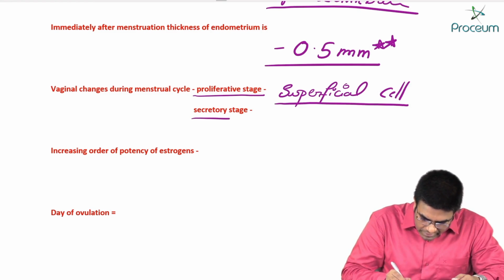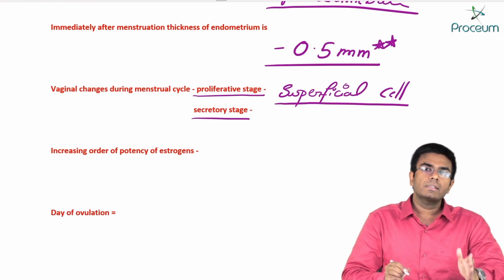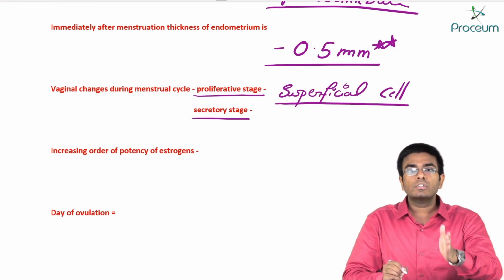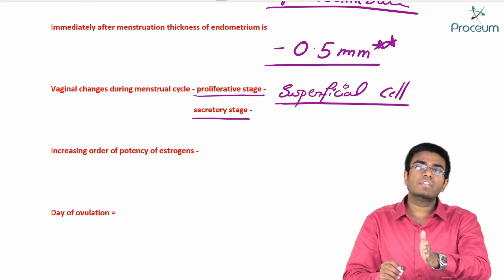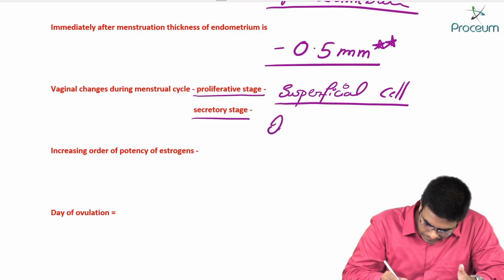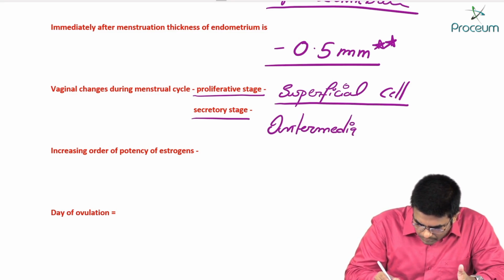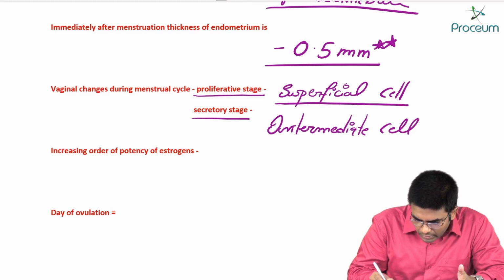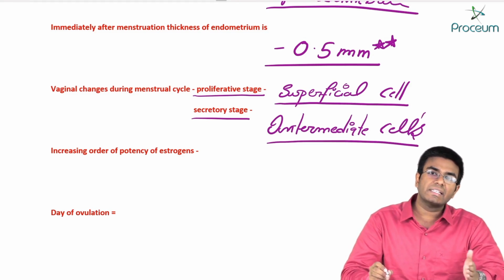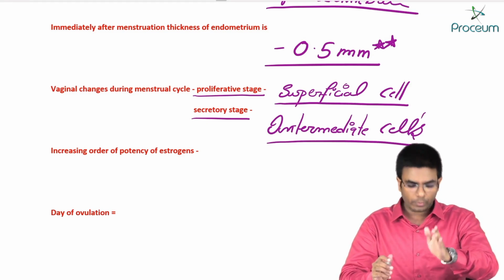Now, during secretory stage, we know that progesterone is the predominant hormone. So, the predominant cells in the vagina are intermediate cells. Okay, so intermediate cells are more predominant during secretory stage or during progesterone predominance.